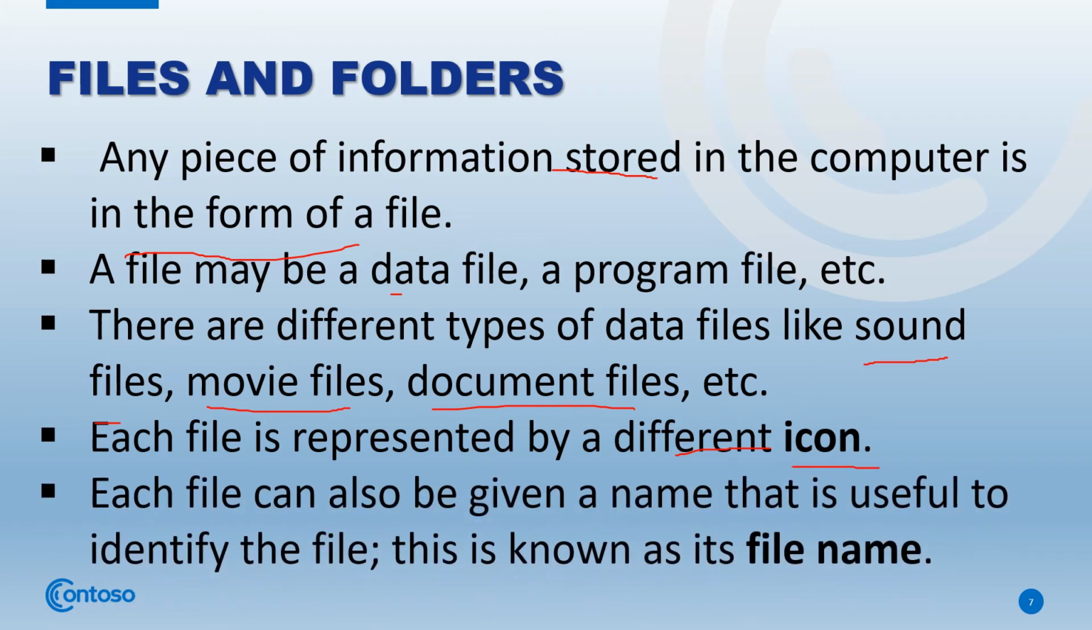Each file can also be given a name that is useful to identify the file. This is known as its file name. For example, you have saved two videos. If you give the same name, you'll get confused, right? For two videos, we'll give different, unique names. These are called the file name. To identify the file, we'll give a file name. You understood now what are icons and what is a file name?